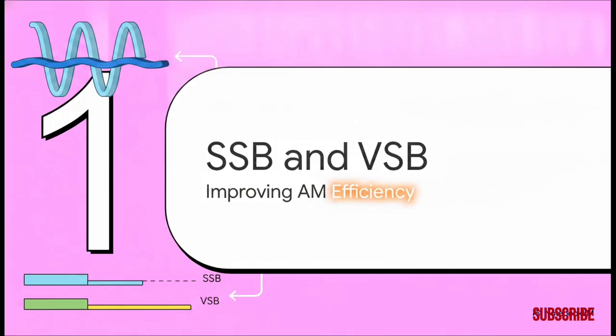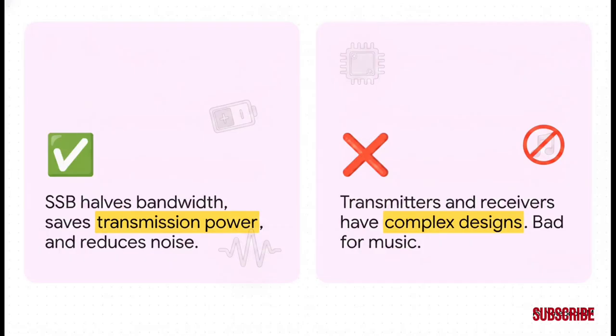Section 1. Understanding SSB and VSB. Let's look at how we upgraded early amplitude modulation to make it much more efficient. So, you know basic AM radio, right? Well, it takes up a ton of space and power. Enter single sideband, or SSB. Now, SSB is brilliant because it literally halves the bandwidth of standard AM, it saves a significant amount of transmission power, and it drastically reduces both fading and noise.